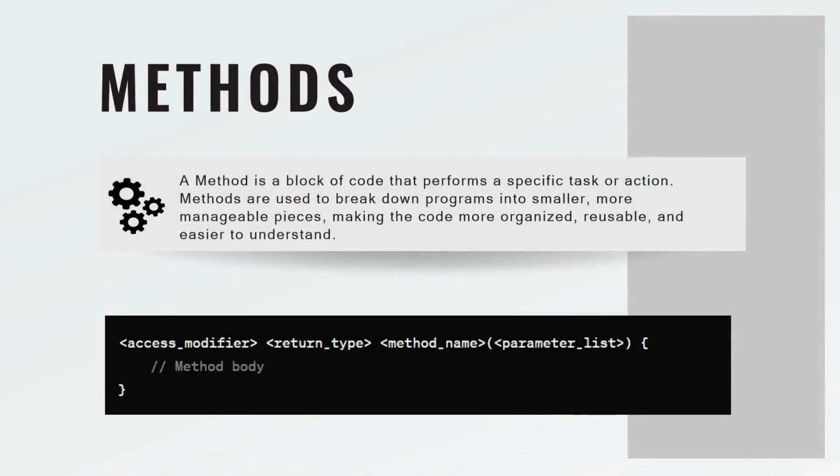A method or function is a block of code that performs a specific task or action. Methods are used to break down programs into smaller, more manageable pieces, making the code more organized, reusable, and easier to understand. A method structure starts with how accessible it is, defined by access modifier, then what it gives back, defined by return type, and finally its name along with any input it needs, defined by parameters enclosed in parentheses if there are any. Let's see all of this in action in IntelliJ.